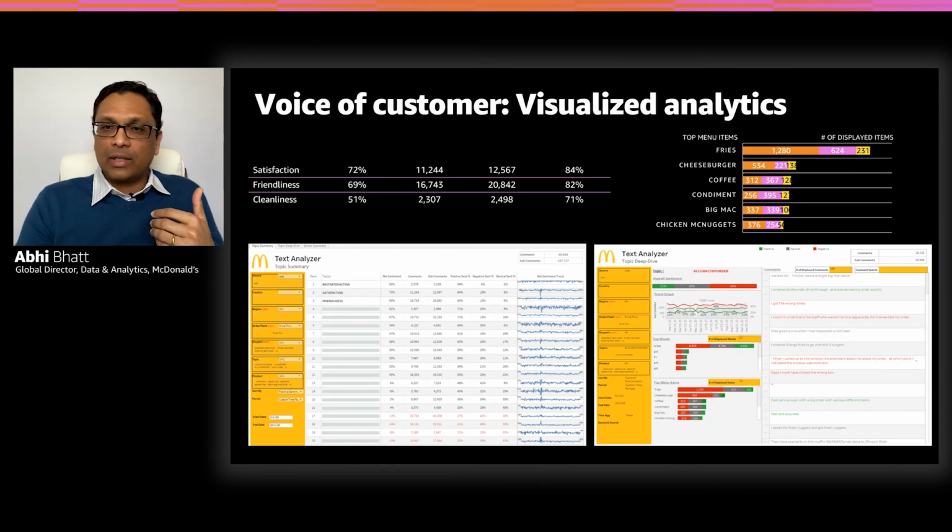We are also looking at things like, what are the top menu items that the customers are talking about? Is it fries? Is it cheeseburgers? Is it Big Mac? And overall, what is the general sentiment for folks for our products? So this is a great way of visualizing the outputs and the sentiment scores from social media and our internal survey comments.